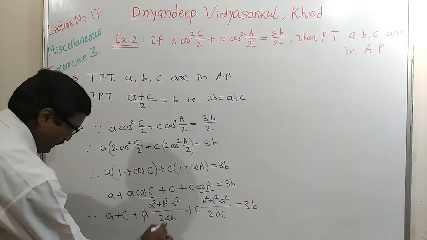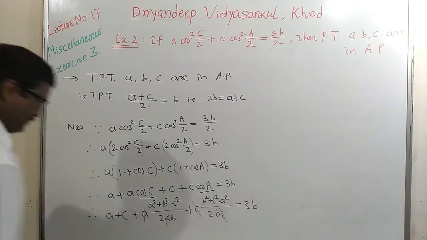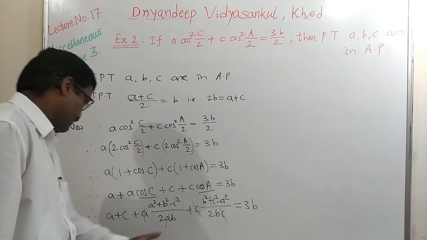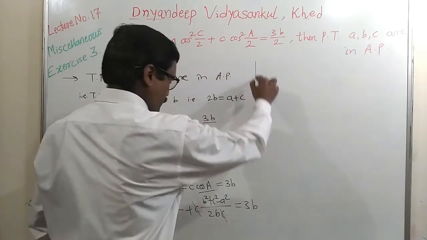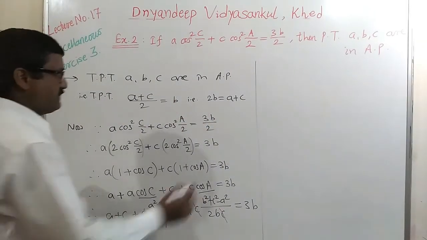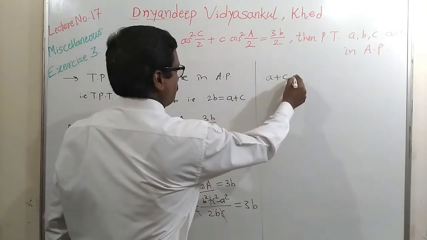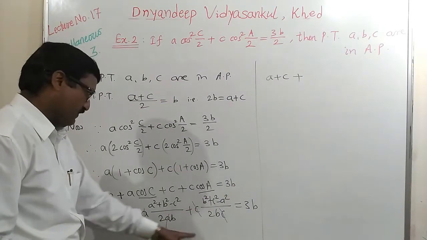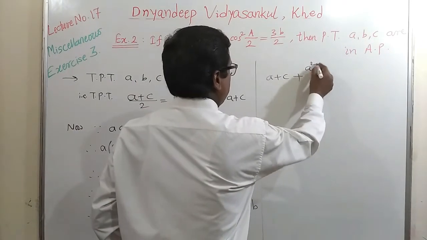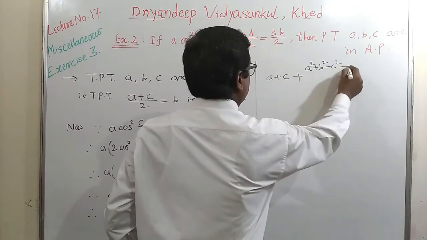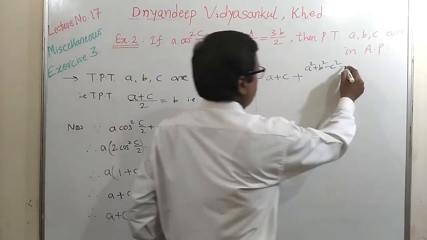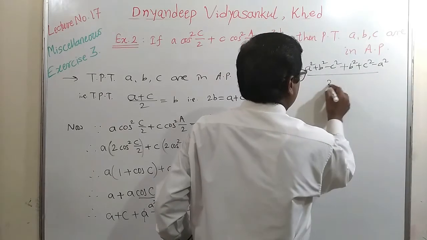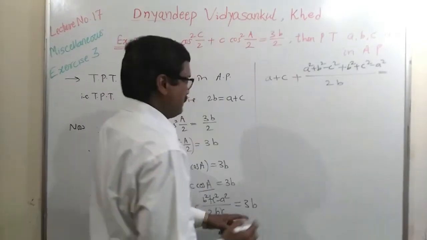At this stage, this a and c get cancelled. Now the denominator twice b is common for these two terms. So we get a plus c plus a square plus b square minus c square plus b square plus c square minus a square upon twice b is equal to the right side, that is 3b.